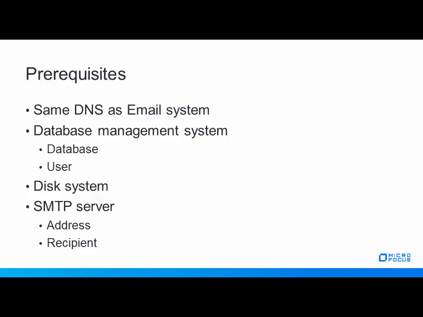There are a few prerequisites to configuring Retain properly. You should point the Retain server at the same DNS as the email system is using. But there are things that can be done if that is not possible. See the online documentation. In the database management system, create a database and user for Retain to use. We'll be going over that later on. Decide on a password for the Retain admin user. You'll need the address of your SMTP server and a recipient for the status messages Retain will send.